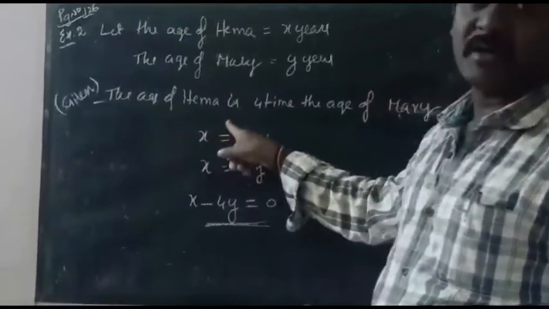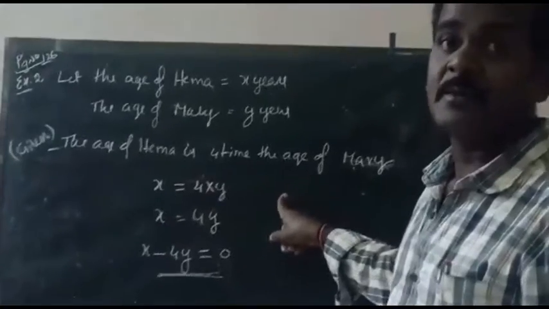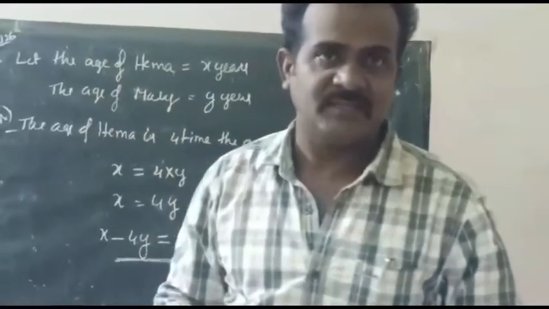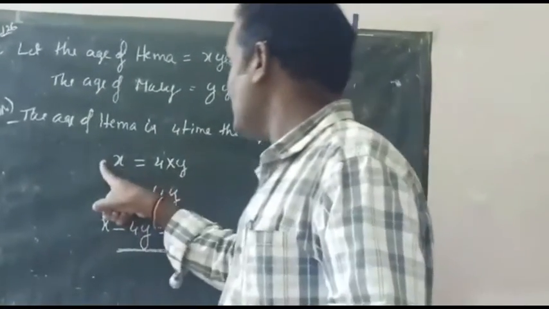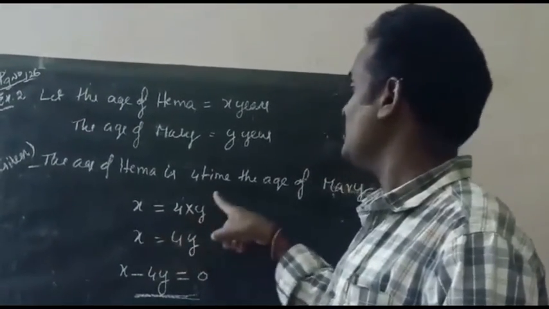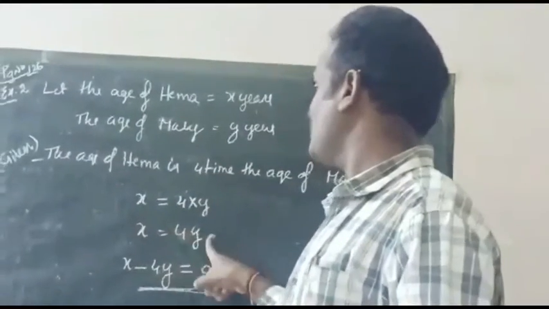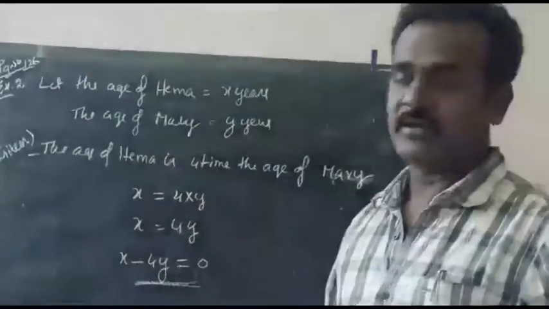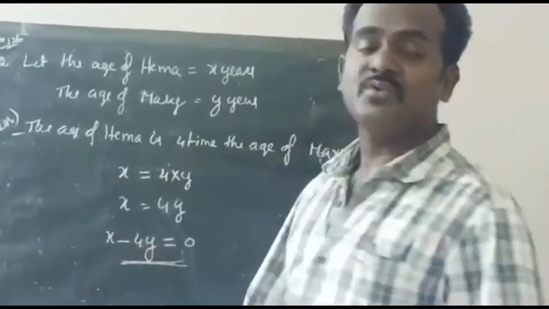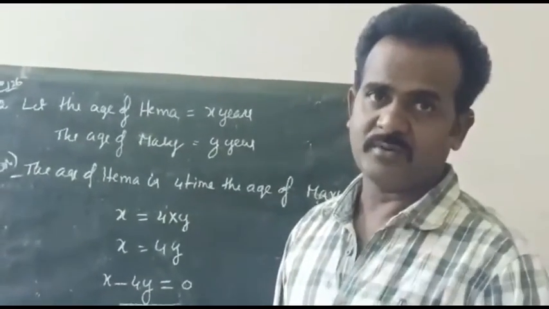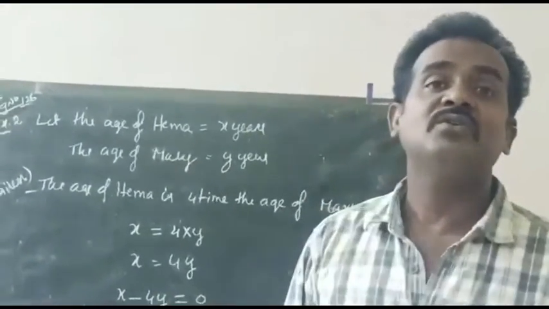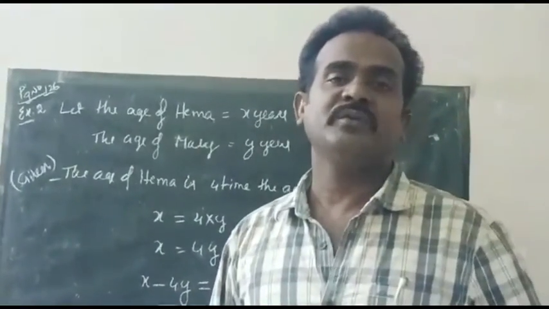Next, what is the given data? The age of Hema is 4 times the age of Mary. Hema's age is equal to 4 into Mary's age, so x is equal to 4 into y, that is 4y. x is equal to 4y. Taking 4y to the other side, x minus 4y is equal to 0. The highest degree is 1, and there are 2 variables, x and y. So this is a linear equation in 2 variables.